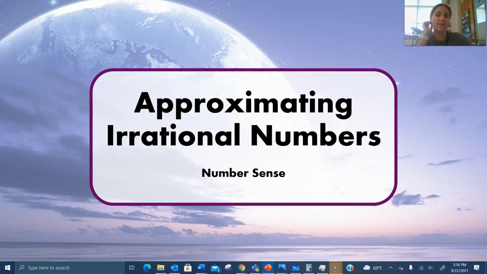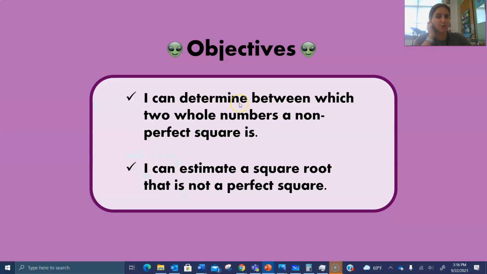Hi everyone, in this video we're going to approximate irrational numbers. So the objectives are to determine between which two whole numbers a non-perfect square is. All the numbers that we're going to look at today are non-perfect squares, so they're irrational. And I can estimate a square root that is not a perfect square.